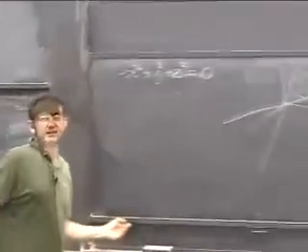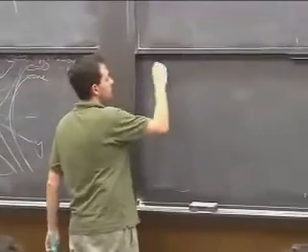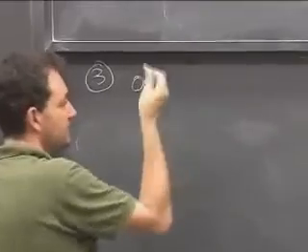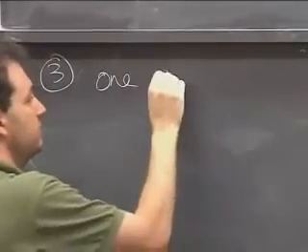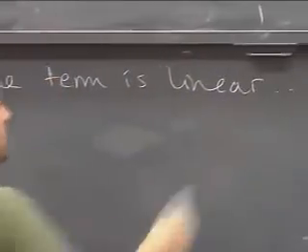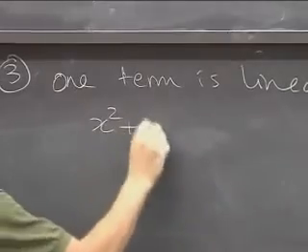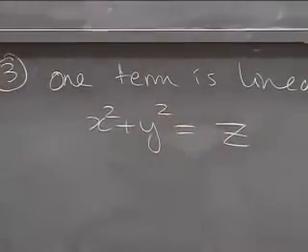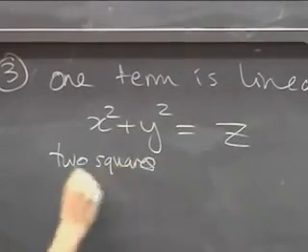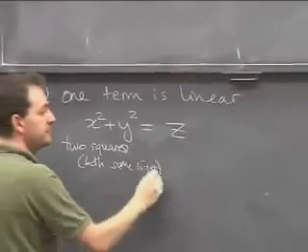the whole picture. Now, I've only really got a minute or two, so the third type is where one of the terms is linear, and I just kind of want to show you this, and that's all I have time for. So one term is linear. So as an example, the prototype example would be something like this: x squared plus y squared equals z. So it's two squares, both positive, or both the same sign, but not a square.